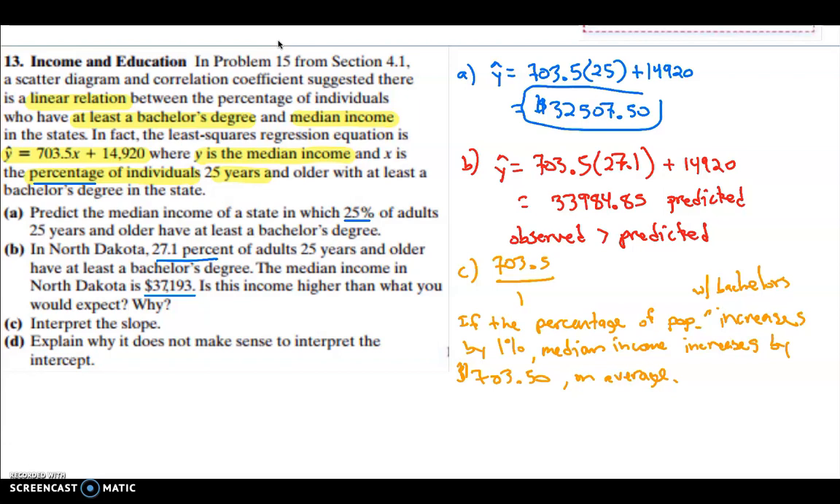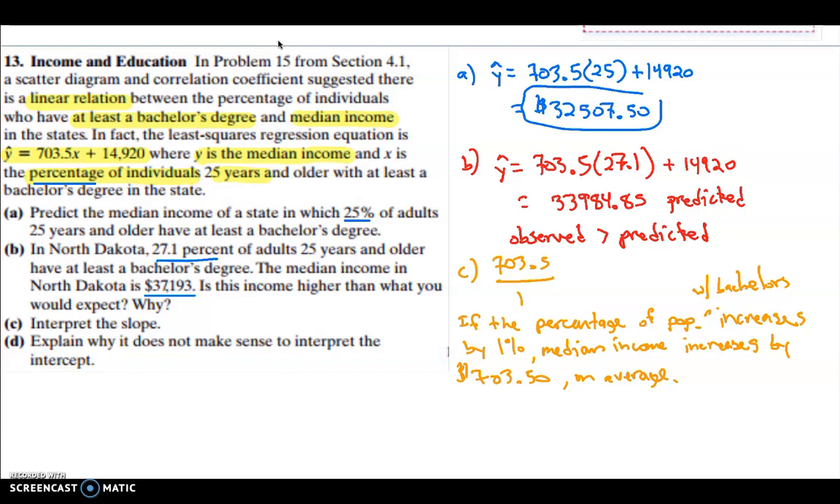Okay, so again, we look at the explanatory variable X, which is in percentage. So as X increases by 1, the Y value is going to increase by 703.5. So that's percentage of population with bachelor's increases by 1%, then the median income, which is Y, would increase by 703 on average.